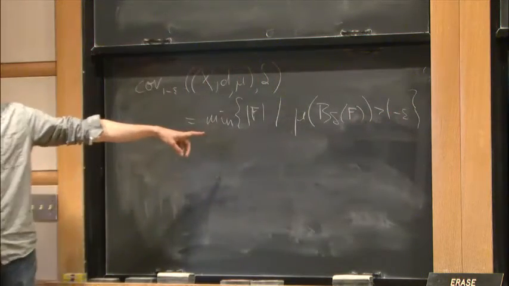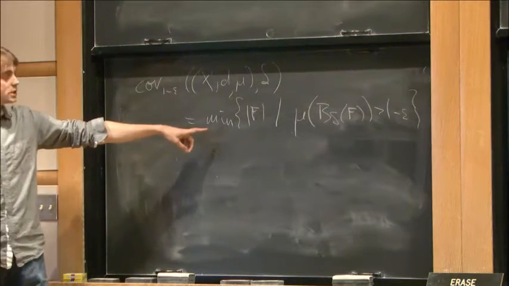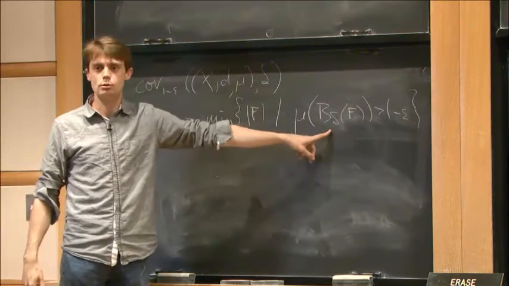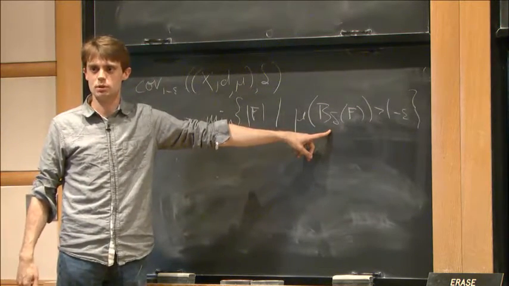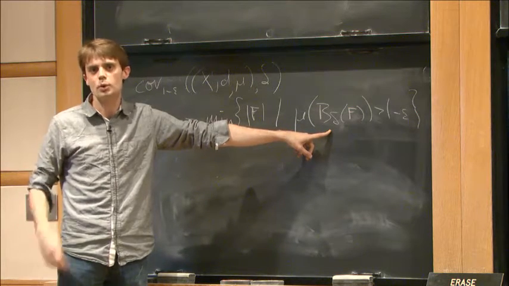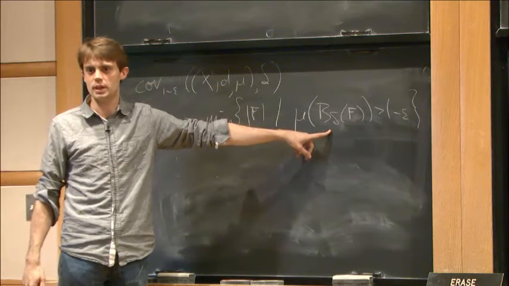Okay, so it's the smallest cardinality of a set of centers F such that the delta neighborhood of that set of centers has measure at least 1 minus epsilon. So it's a covering number where you're allowed to miss a small part of the space as measured by mu.